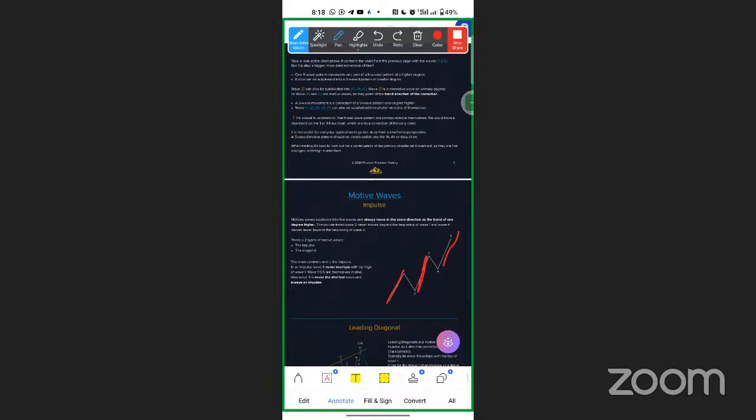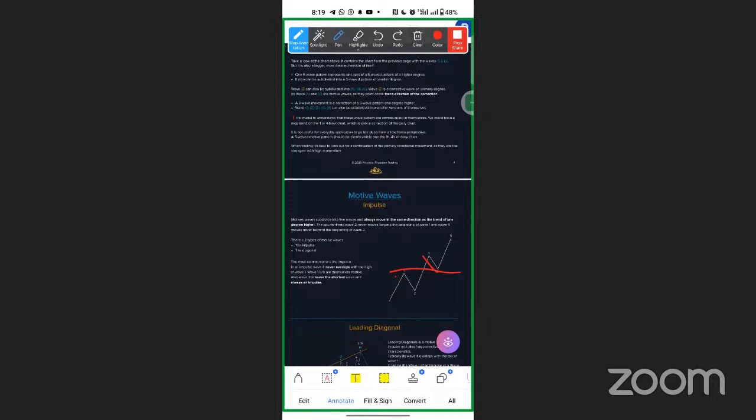Now, there is a rule. Wave 4 never overlaps with the high of wave 1. This is the high of wave 1. If you draw your Elliott wave, like we are going to be able to see, and you find that your number 4 has entered number 1, my friend, that is not the Elliott wave. Wave 4 will never overlap the high of wave 1. I don't know if I'm making sense.